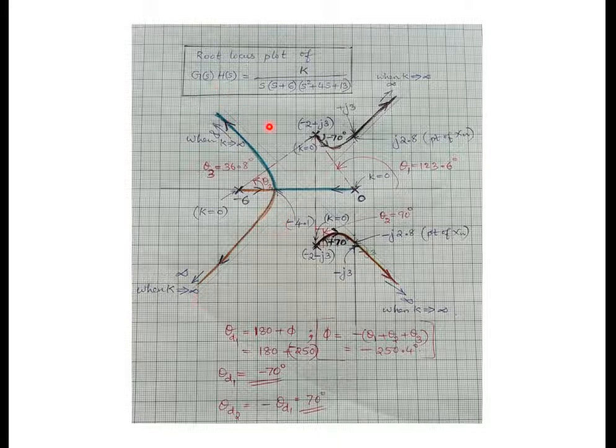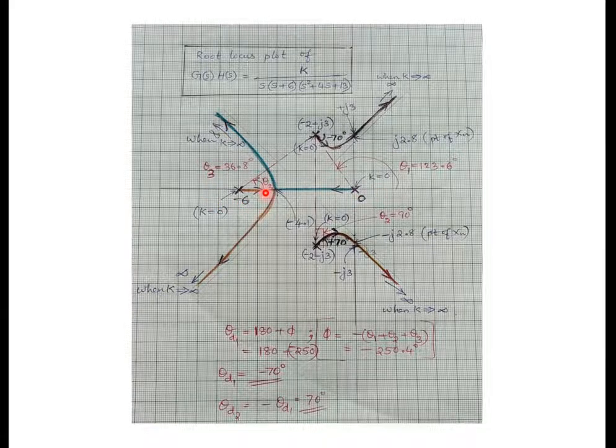Why? Because the asymptotes are parallel lines to the root locus branch. So the root locus branch and the asymptotes will meet at infinity. That means they are parallel lines. So after the breaking, you have to draw the root locus in a parallel fashion to this. Now we have to find where it will break. Somewhere in between 0 and minus 6 it has to break.